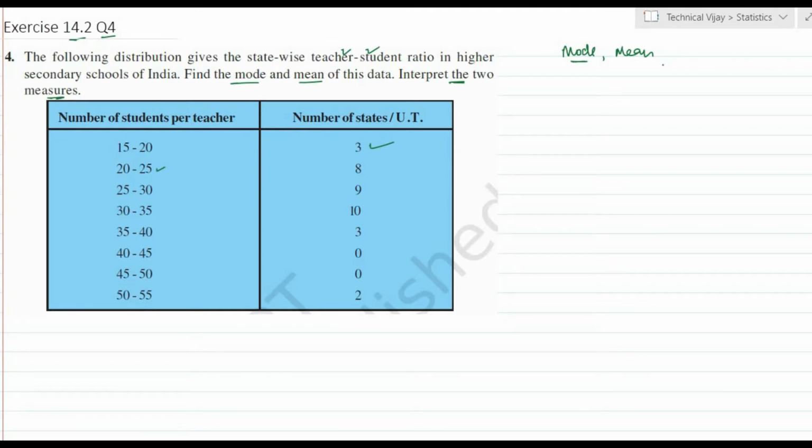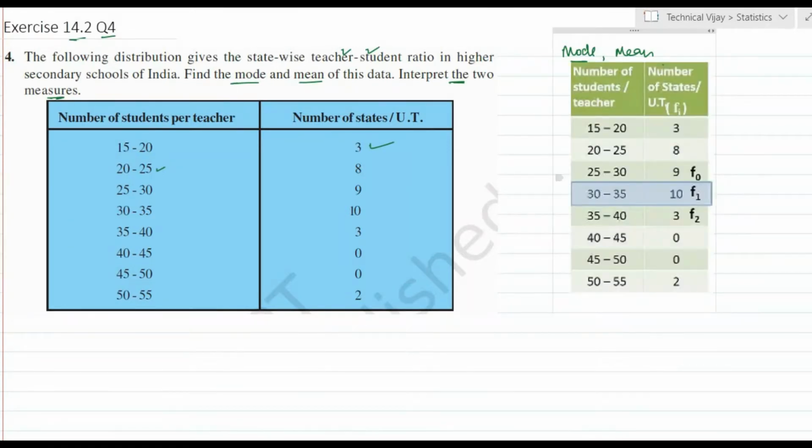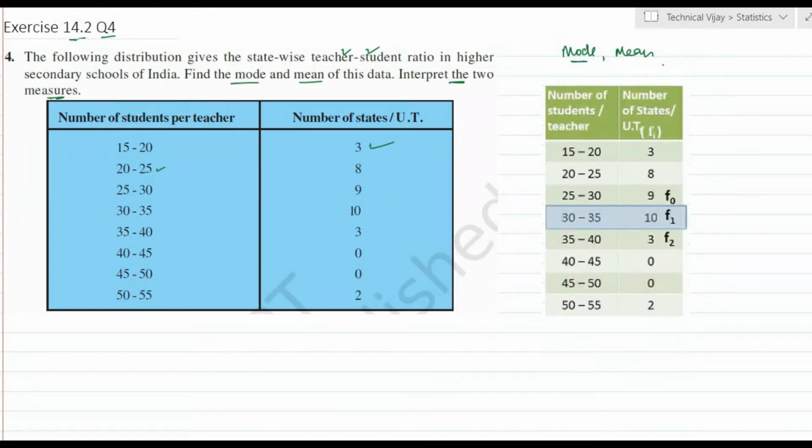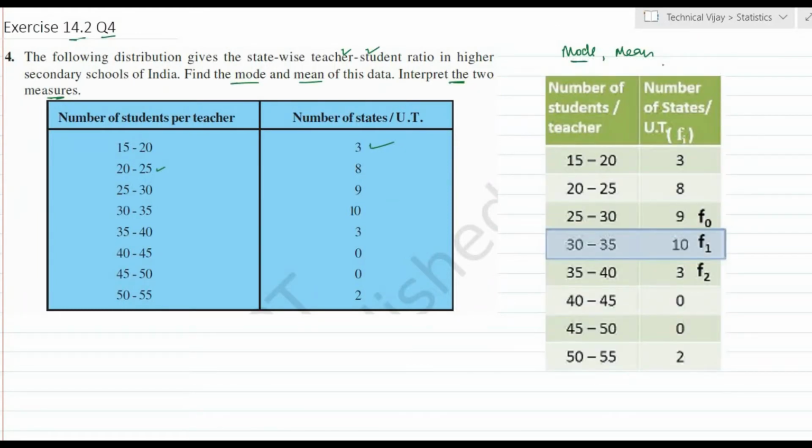For calculating the mode, I will draw this table. This is the table for calculating the mode. Here is the number of students per teacher, this is the number of states, and this is Fi. The same classes I have written here, 15 to 20 up to 50 to 55, and the frequencies are 3, 8, 9, 10, 3, 0, 0, 2. Among these, 10 is the highest frequency, and hence this class is considered the modal class. 30 to 35 is the modal class.